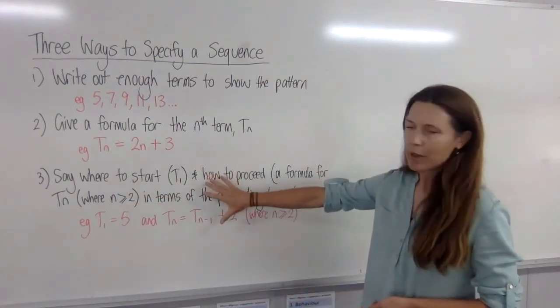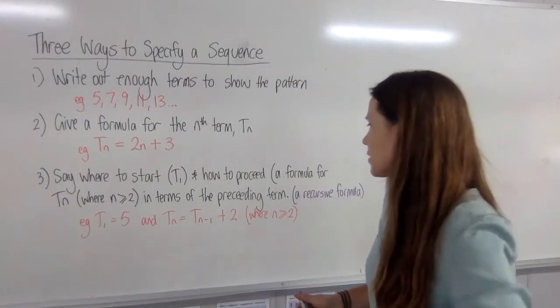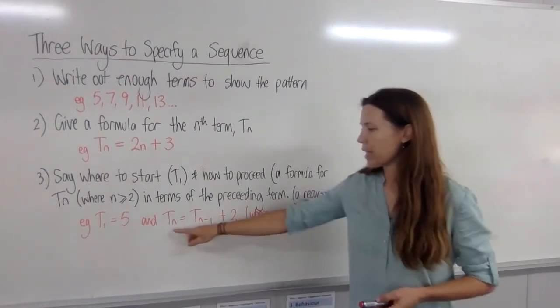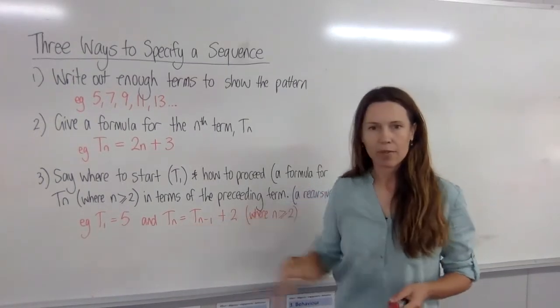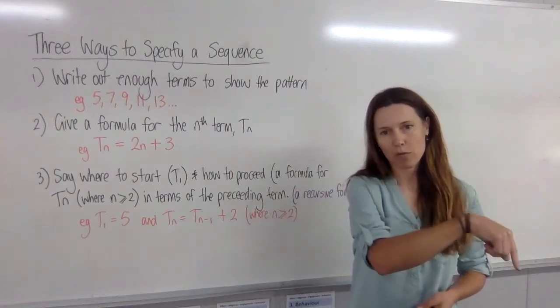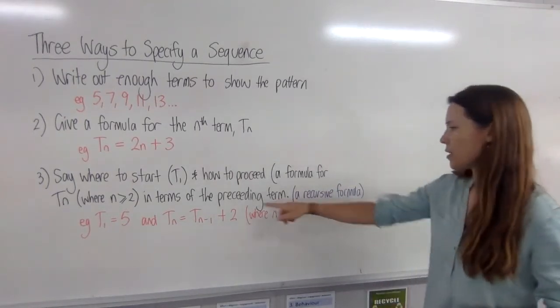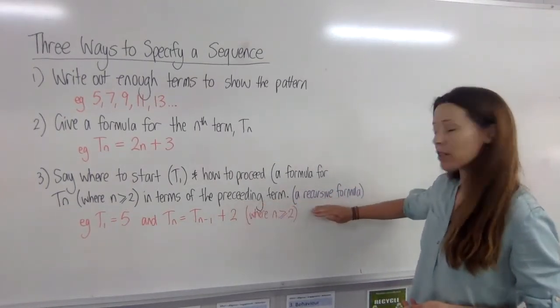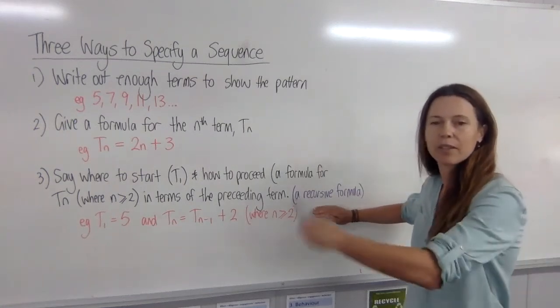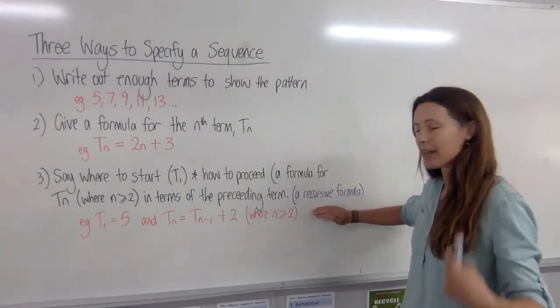And this third method of specifying a sequence says, we're going to give a formula for Tn, but we're only going to let you know how to find each term from the one before. Now, this is called a recursive formula, because it relies on knowing the thing that came before to be able to work out the next one.